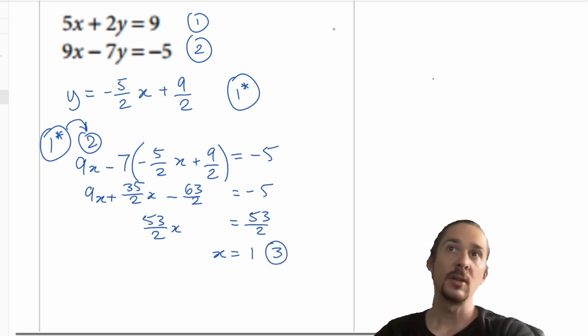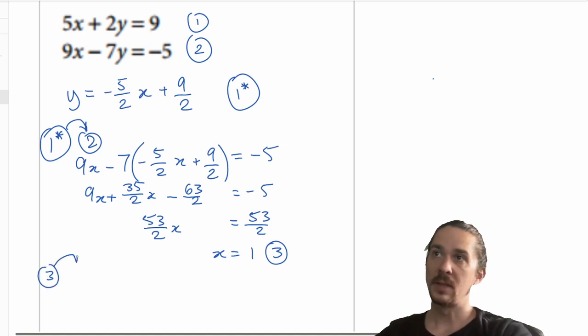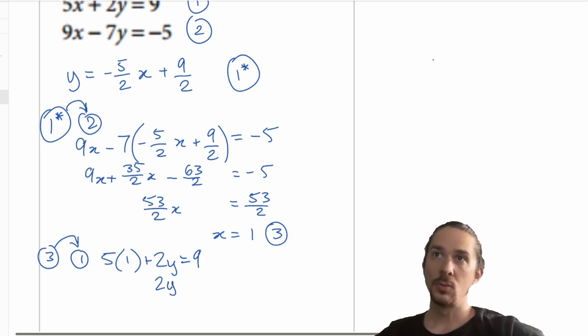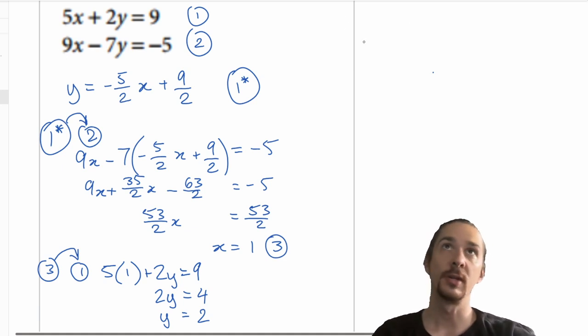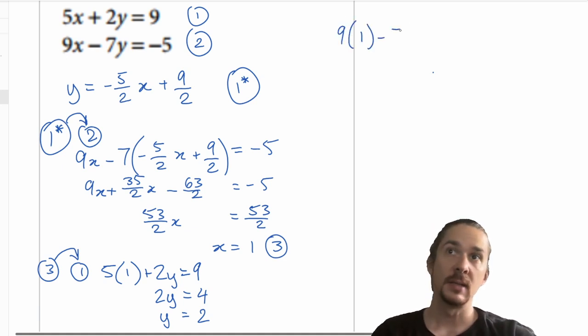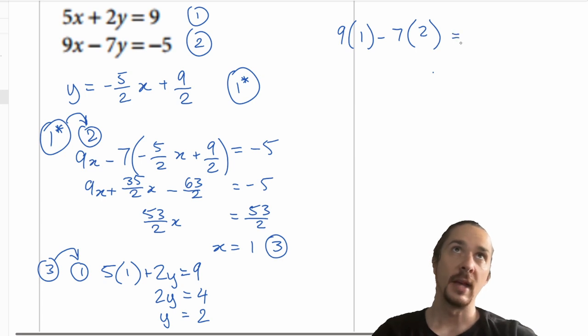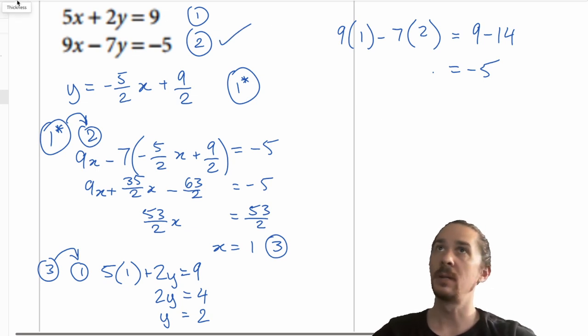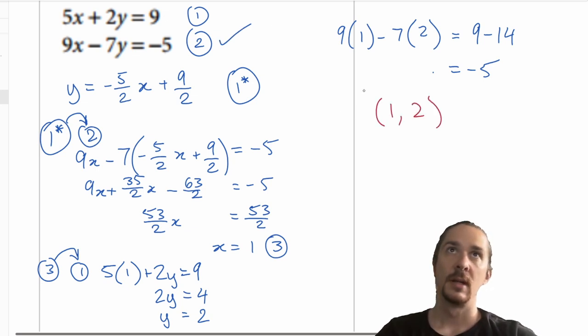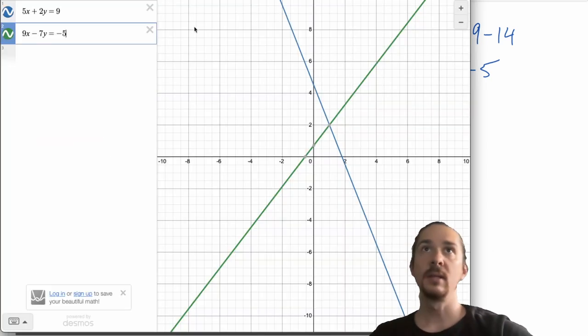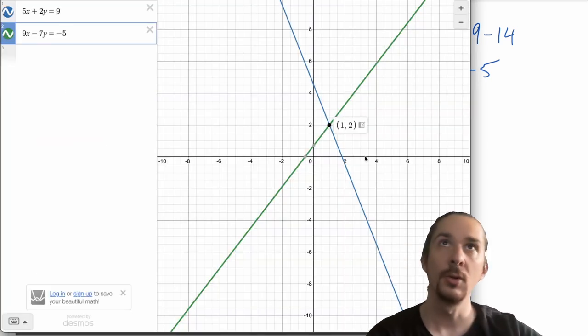And now we can easily check our answer by doing 3 into 1. So we say 5 times 1 plus 2y equals 9, which means that 2y equals 4 or y equals 2. All right, that's a good sign. Let's just check it with equation 2. So if we say 9 amounts of 1 minus 7 amounts of 2, well, that is equal to 9 minus 14, which is negative 5, which is exactly what we would expect. So our answer is going to be 1, 2. Let's graph them and see what we get. We can see here that our point of intersection is at 1, 2, which is exactly where we said it would be.